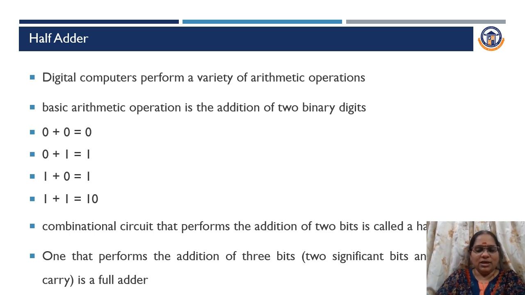So the circuit which you are going to design for that arithmetic operation, which is an adder, also comes under the category of combinational logic circuit, because at the current instant, the inputs you present will decide your output. The combinational circuit that performs the addition of 2 bits is called a half adder, and the one which performs the addition of 3 bits, that is 2 significant bits plus a carry from the previous addition, is called a full adder.